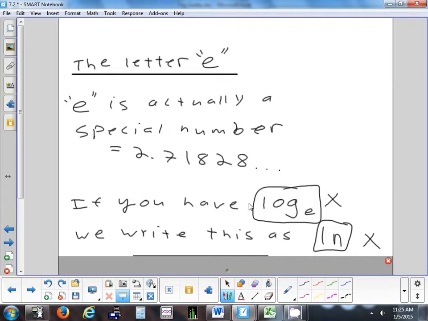We use this abbreviation, lowercase l, lowercase n. Whenever you have this, it is one of two special logarithms. There's only two. Whenever the base is e, you could write it like this. It's not wrong to write log base e, but generally people use this abbreviation, lowercase l, lowercase n.